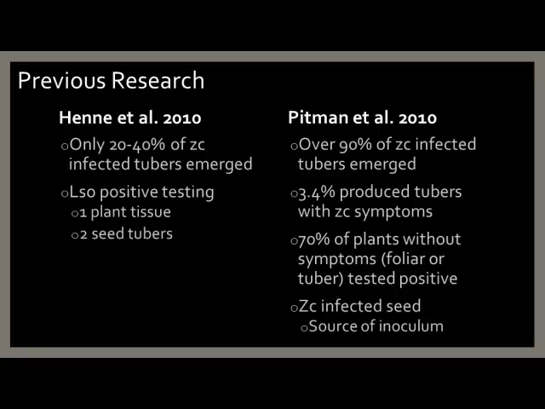However, in New Zealand, Pitman et al. in 2010 found very high emergence from their zebra chip infected seed tubers, and they found that most of them didn't show symptoms, but when they tested either the plant or the tuber itself, they had really high positive LSO results. And so they brought this idea that maybe the psyllids could come to the plants in the field and spread zebra chip from infected seed sources.